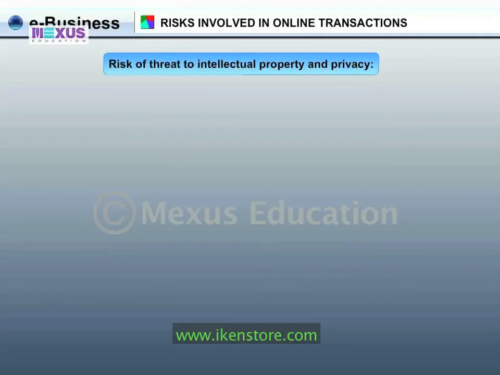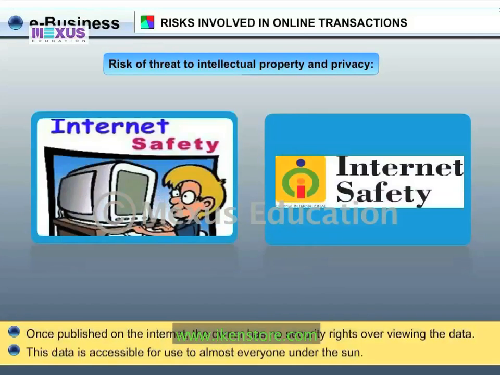Risk of threat to intellectual property and privacy. There is always a risk of threat to intellectual property and privacy because when data is published on the internet, the owner does not have any security rights over viewing the data. One can use all the data of a particular site for personal use.